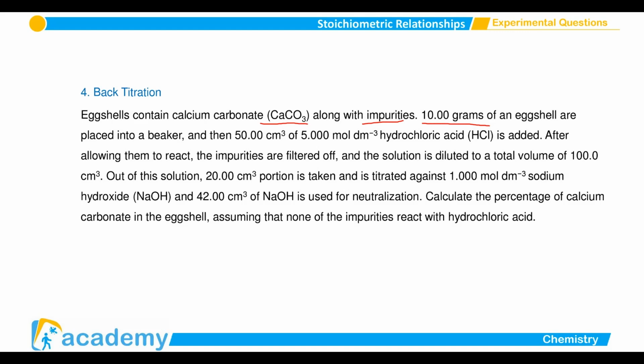10 grams of an eggshell are placed into a beaker, and then we add 50 cm³ of 5 molar hydrochloric acid. This is a highly concentrated acid, and we add a big portion of it so that we can be sure that all the calcium carbonate reacted with hydrochloric acid. After allowing them to react, the impurities are filtered off and the solution is diluted to a total volume of 100 cm³. Out of this solution, we use a 20 cm³ portion.